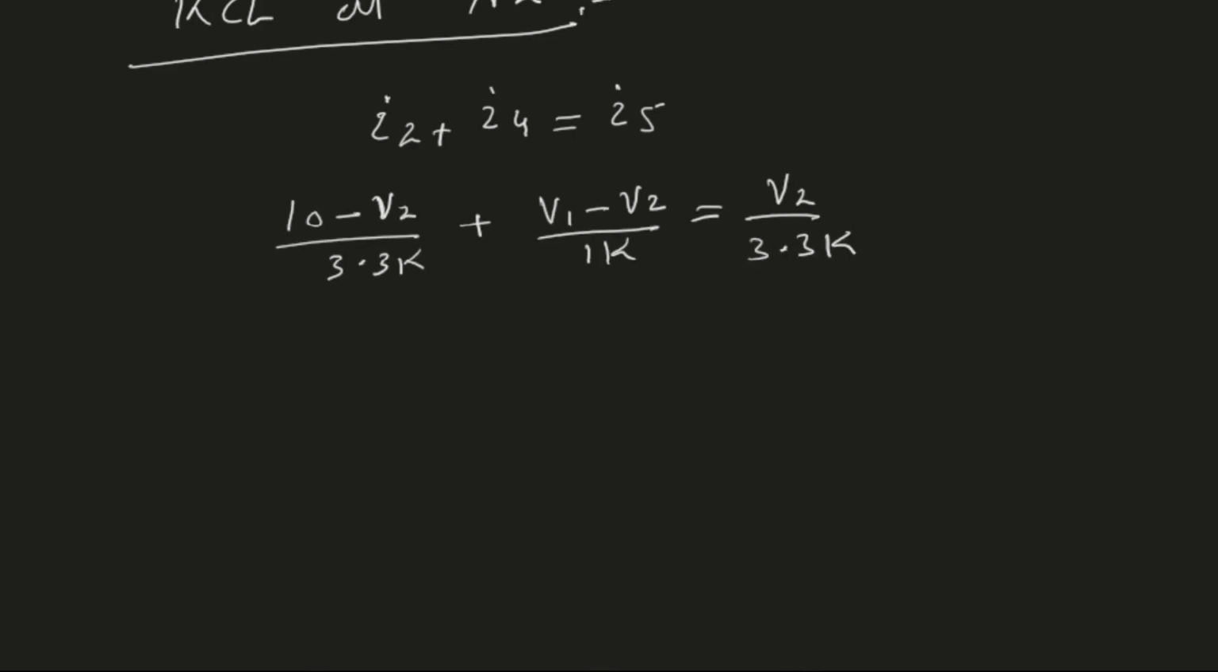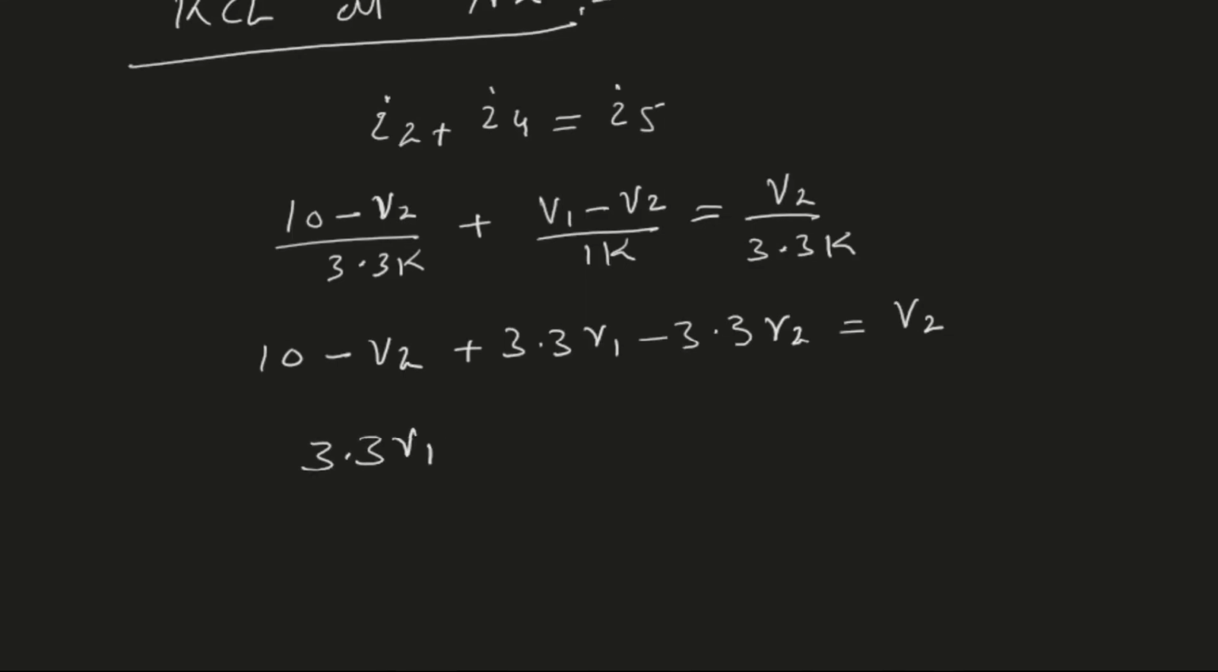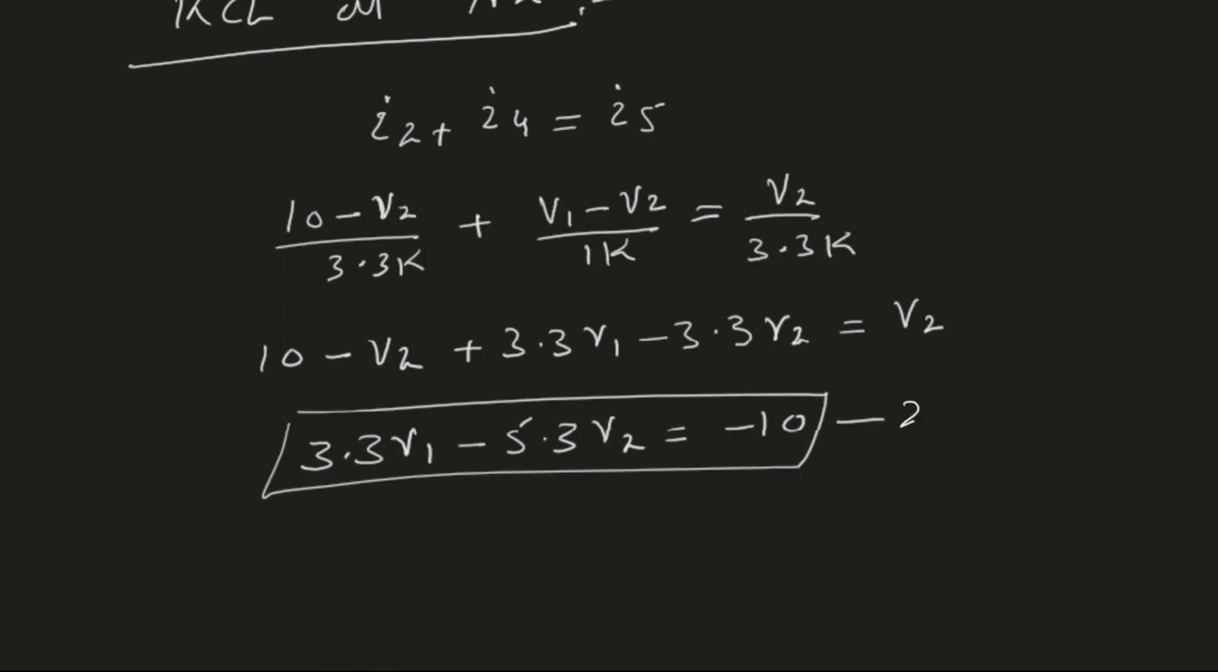To simplify, I will multiply by 3.3K on both sides. So therefore, I will have 10 minus V2 plus 3.3 V1 minus 3.3 V2 equals V2. So we have a single term of V1, so I have 3.3 V1. And for V2 we have negative 5.3 V2 equals negative 10. This is my second equation.